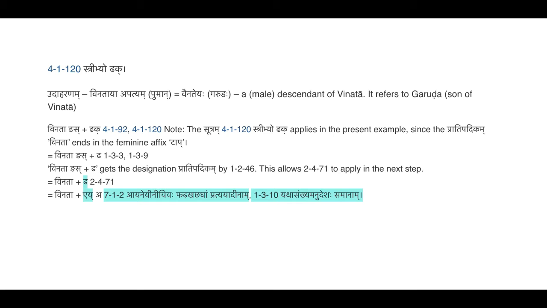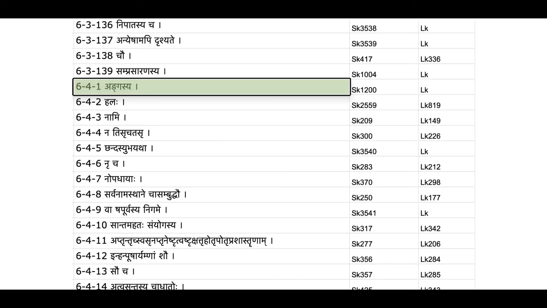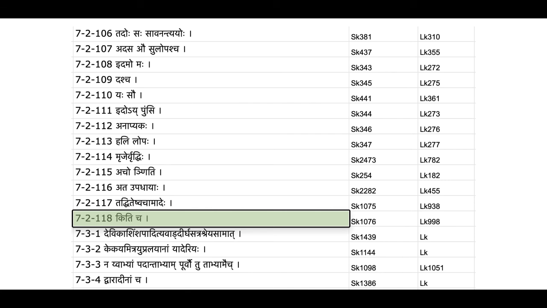Now, in order to complete this example, we need to do an anga karyam, which is the vriddhi substitution in place of the first vowel e in the form Vinatā. For that, we need the sutram 7.2.118 from the angasya adhikaraha. So that's going to be our next sutram 7.2.118 kiti cha.